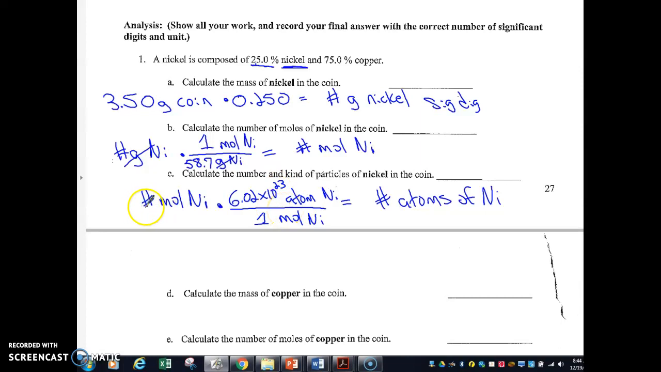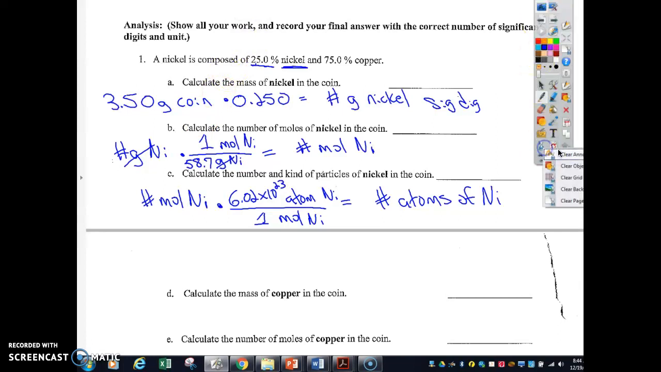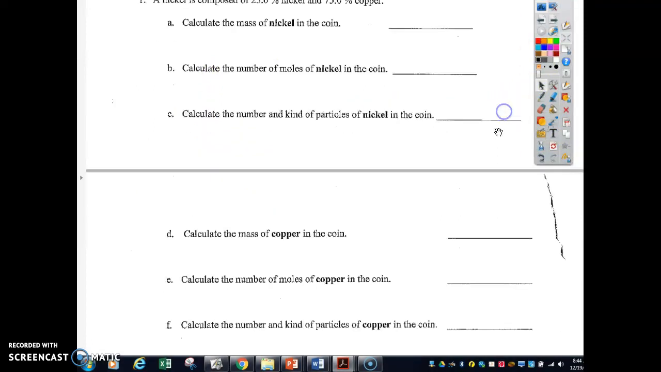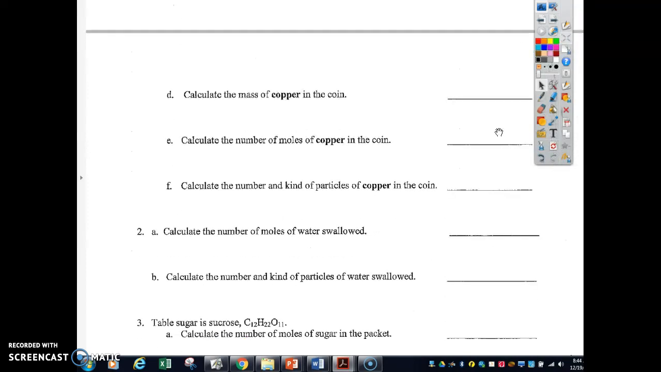You're going to go by this number, which really just carried over from B, which is significant digits carried all the way over from A. So your significant digits should follow you throughout this problem. Now the next page starts off asking about how much copper is in the coin.